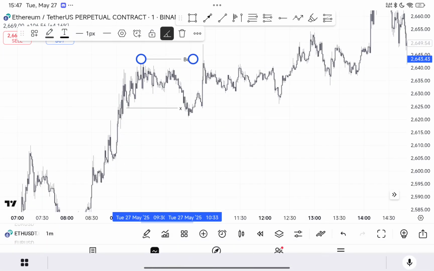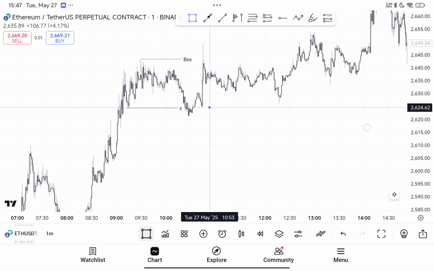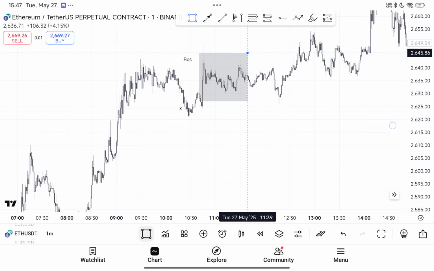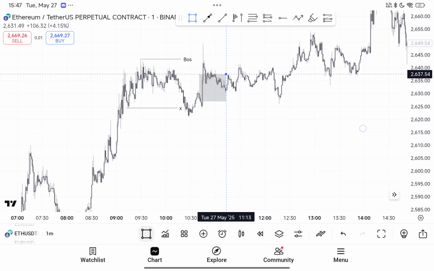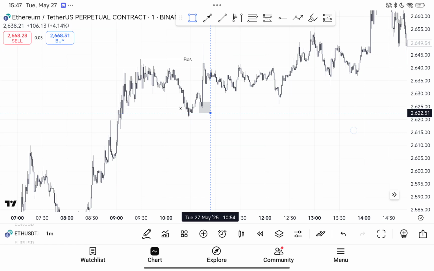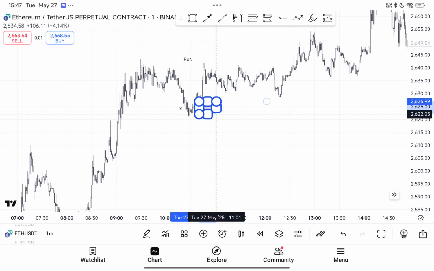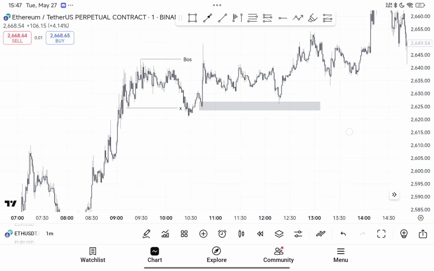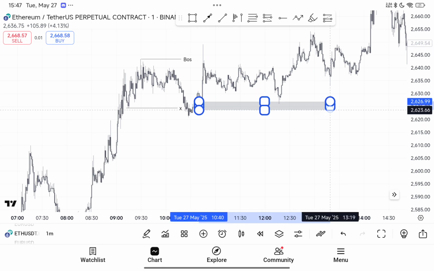Then I want to use the block that caused the break of structure, which is likely this block. So the first type of entry I use is order blocks. I make use of order blocks to take my trades.